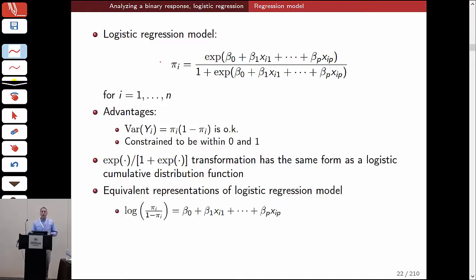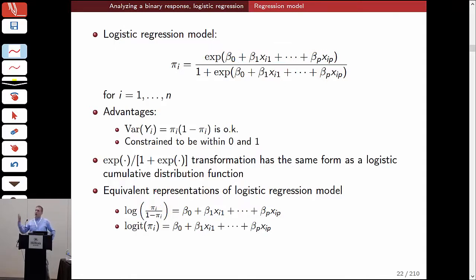There are equivalent representations, though, of our model. So what we could do is solve so that we just have this linear combination of the betas and the x's only on the right side. Then what's on the left side is the log of pi sub i over 1 minus pi sub i. Now hopefully this part right here looks familiar. Does anyone remember what that is? It's the odds of a success. And so we're working with the log odds of success equating to the linear combination of the betas with the x's.